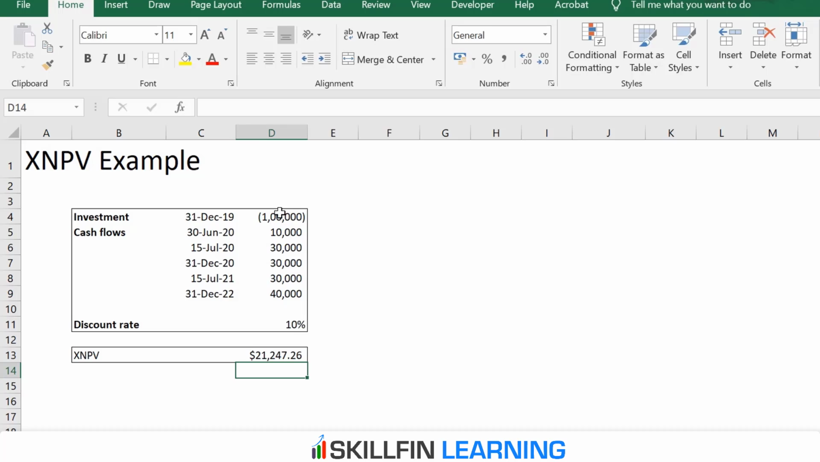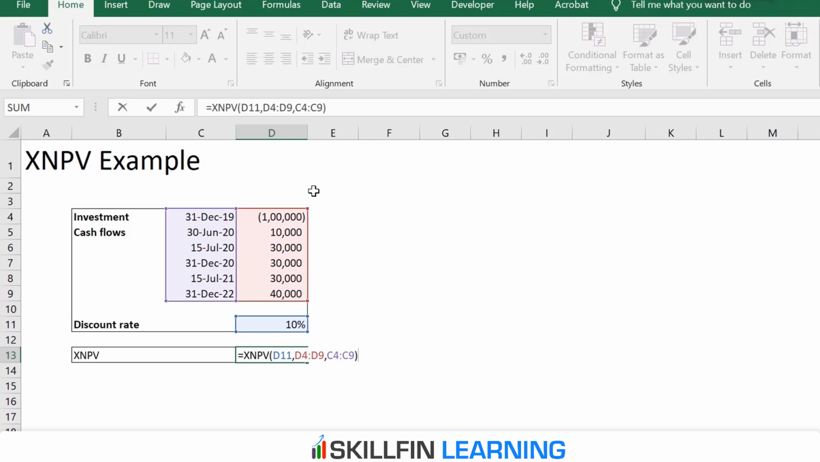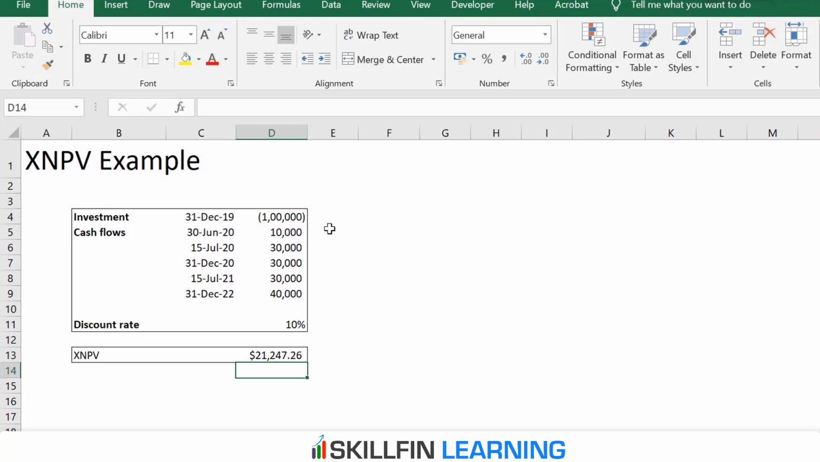The range of the values and the dates should be in sync. If the dates and the values are not in sync, then Excel will give an incorrect calculation. We have to ensure that the range for dates and values are in sync with each other. That's it for XNPV.